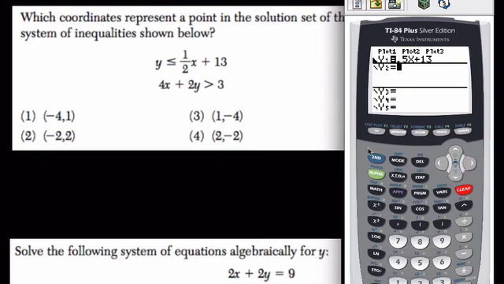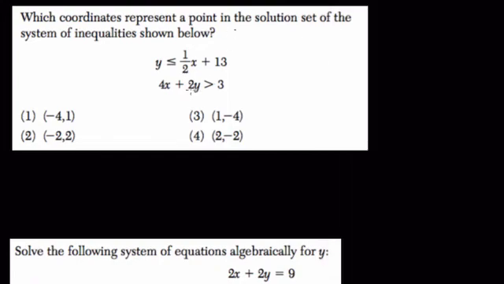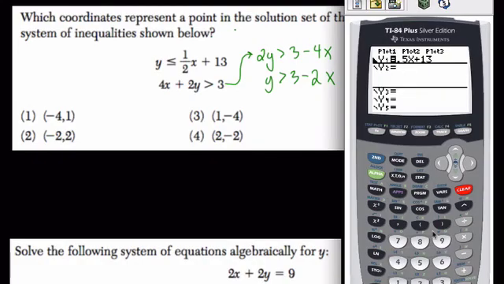I'm going to go back to this real quick and rewrite it. So here I'm going to subtract 4x and divide by 2. What that does is I get 2y is greater than 3 minus 4x. If I divide by 2, I get y is greater than 3 minus 2x. This will help me enter it into the calculator and think about it myself. So y is equal to 3 minus 2x.